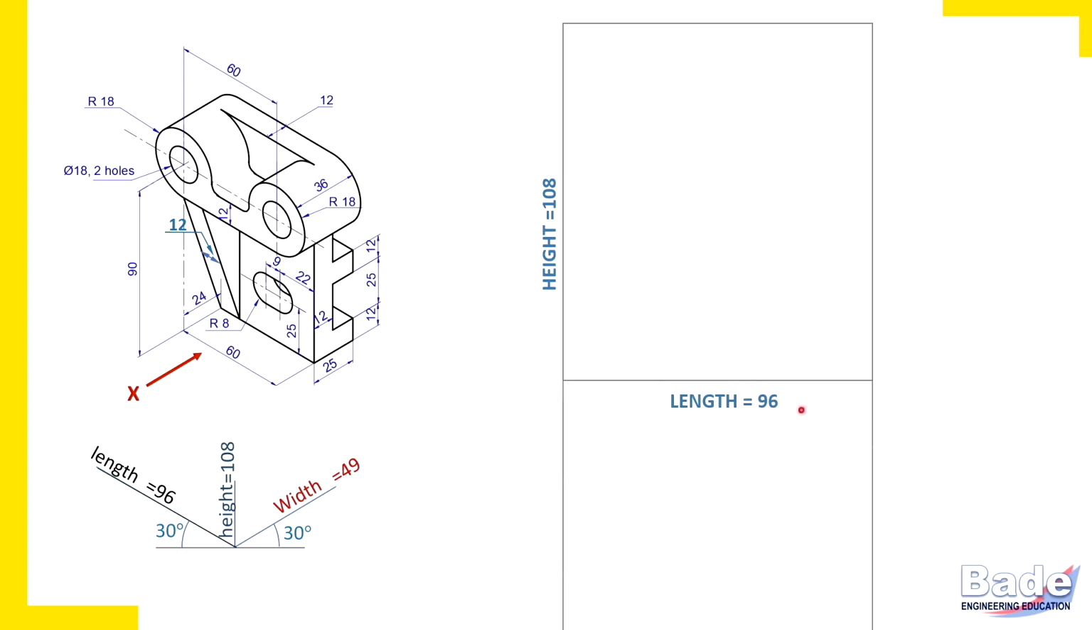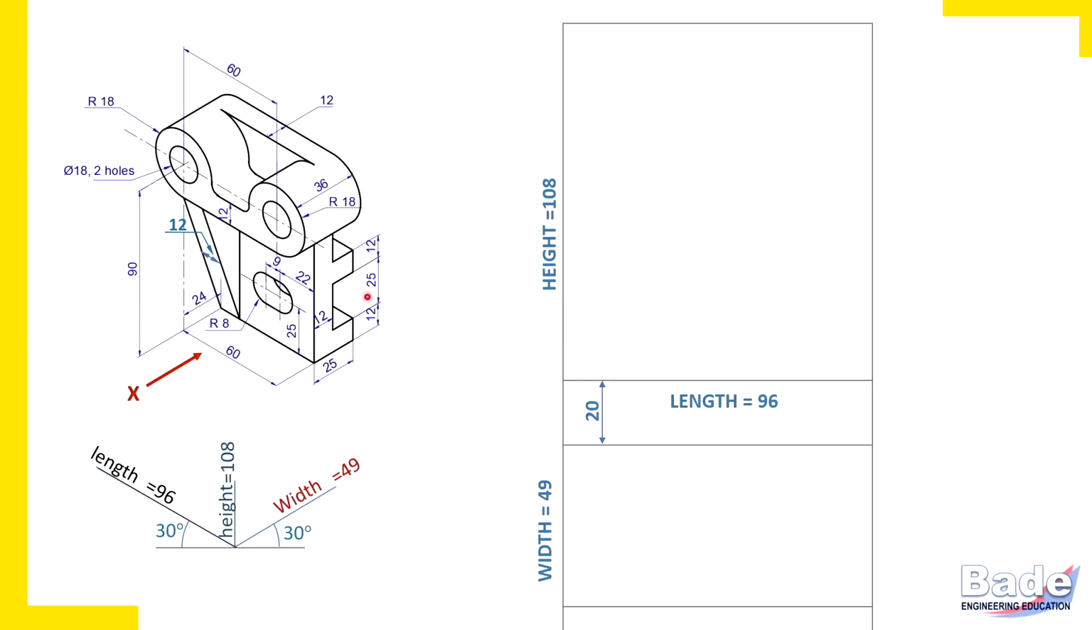Transfer that length in the top view. Project that length 96 in the top view. The other dimension appearing in the top view is width vertically. And how much is that width? 49. So leave some space, approximately 20 millimeters, and then measure width 49 and complete the rectangle. So this rectangle, height 108, length 96 for front view, and this rectangle, length 96 horizontally, width 49 vertically, top view. Now check whether diagram is symmetrical.